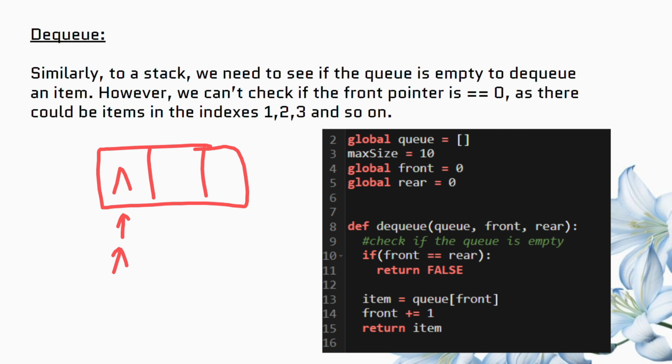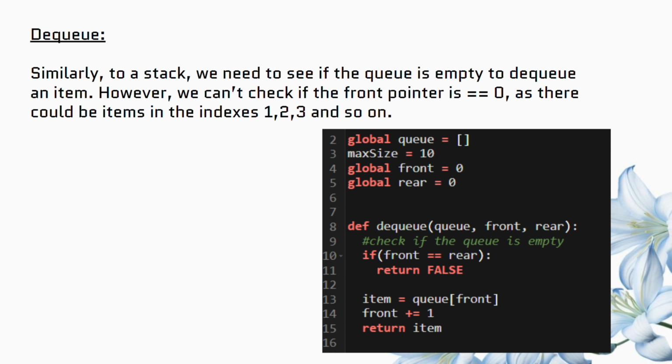So if we check the front and rear to be the same in a linear queue, that means the queue is empty, right? If we add A, the rear then goes over here. And if we add B, the rear then goes over here, so on and so forth. If we remove A, the front's now here. If we remove B, the front's now here. So the queue's empty, right? There's nothing in it. Hopefully that makes sense.